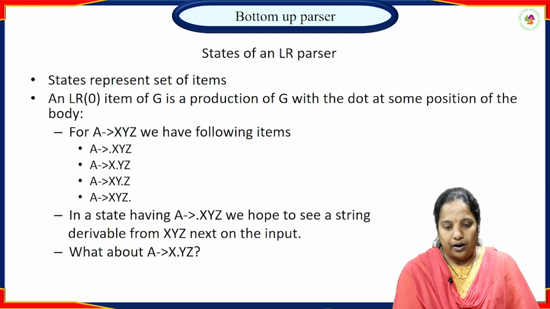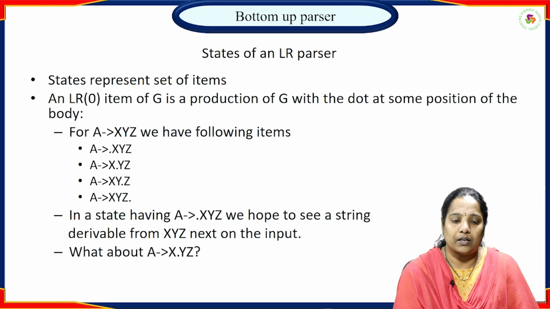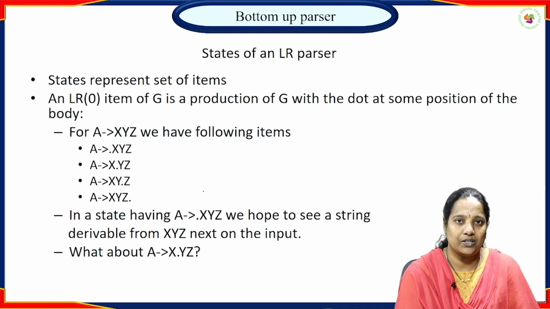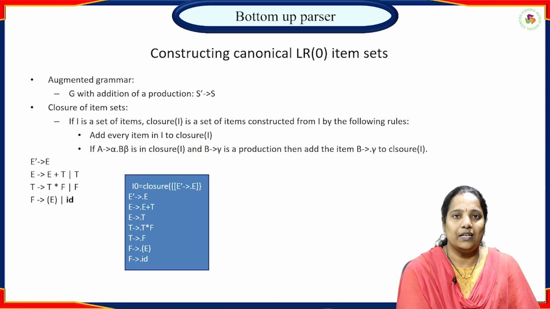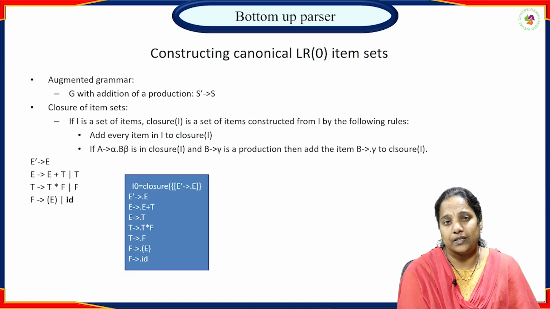Next, we need to construct the items for each and every production, where it has to start its representation at the leftmost end and move to the rightmost end. Until that, we need to find the set of productions. That is called, first, before constructing these items, we need to go for augmented grammar.